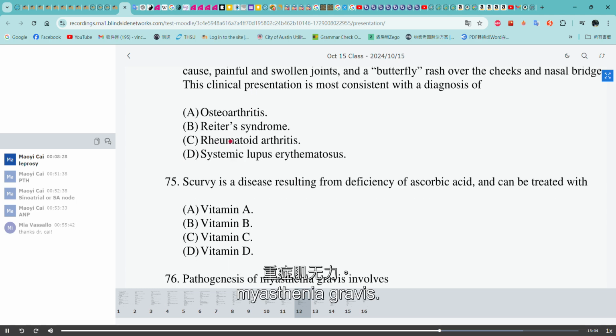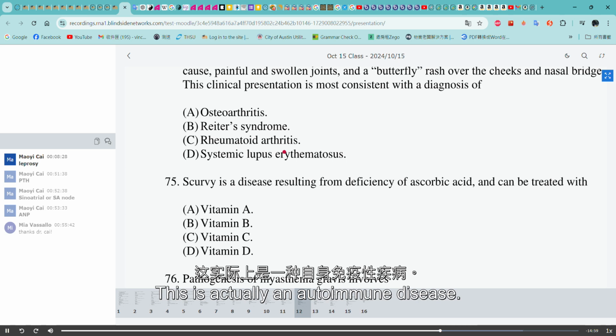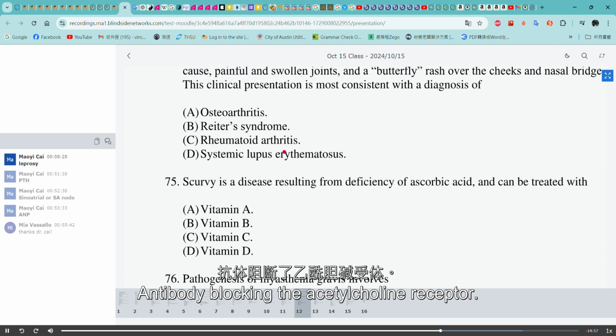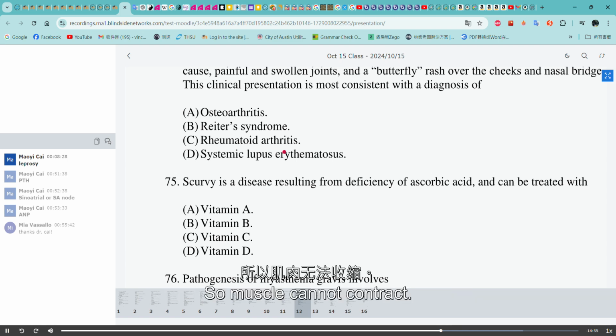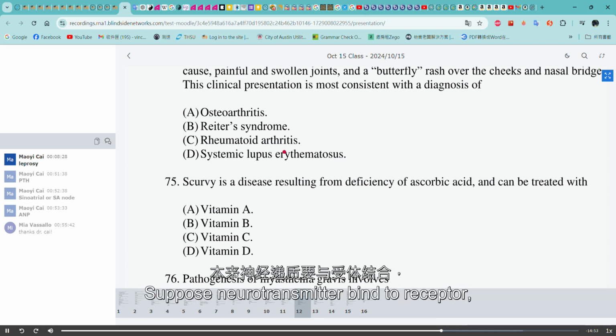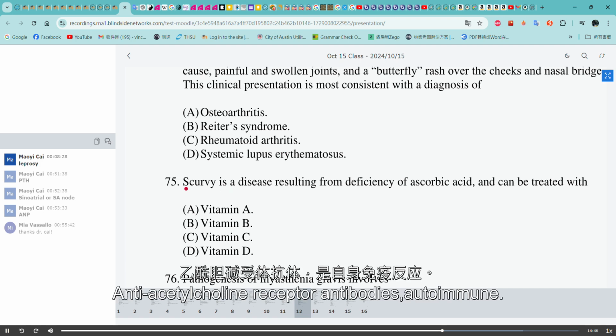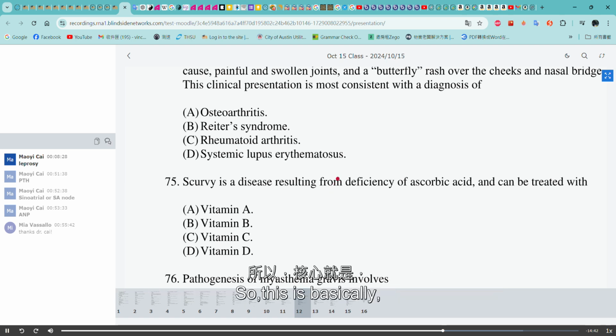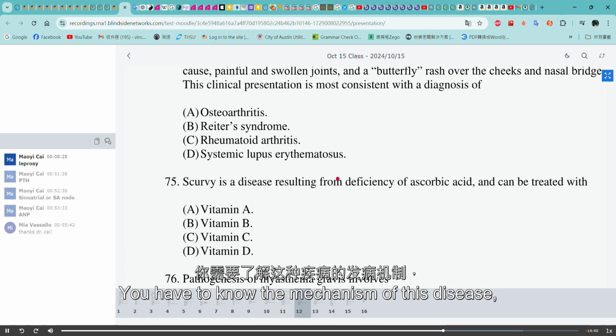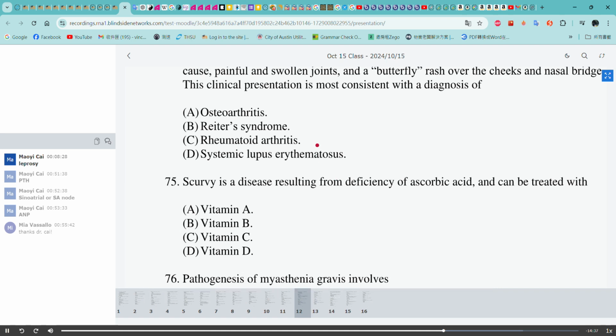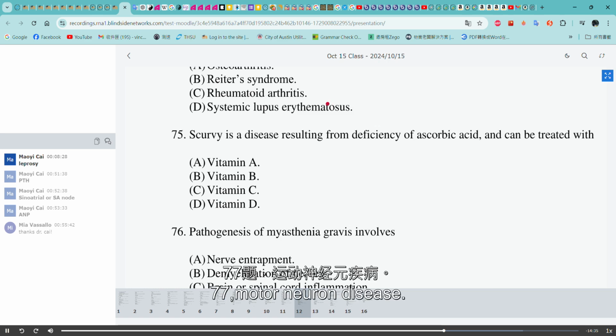76, pathogenic myasthenia gravis. Yeah, we talked about this. This is actually an autoimmune disease. An antibody blocking the acetylcholine receptor, so muscle cannot contract. The neurotransmitter is supposed to bind to the receptor, but then you block it, right? So this is actually what we call what? Anti-acetylcholine receptor antibodies, autoimmune. So you have to know the mechanism of this disease, okay? So 76 is D.